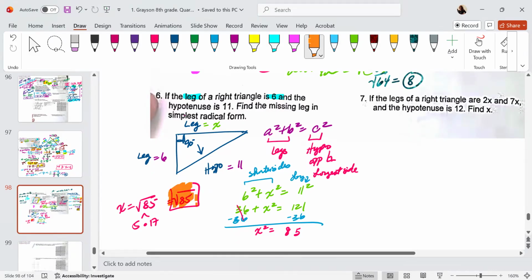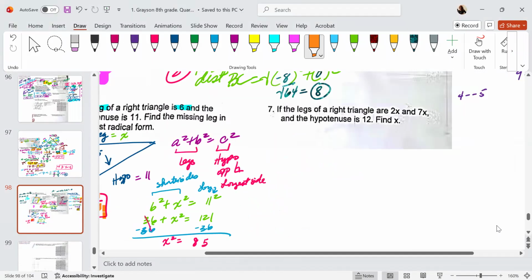Your answer is already highlighted right here. Follow along and figure it out yourself. Or from the beginning: the legs of the right triangle are 2x and 7x, and the hypotenuse is 12. Find x. Draw the picture.